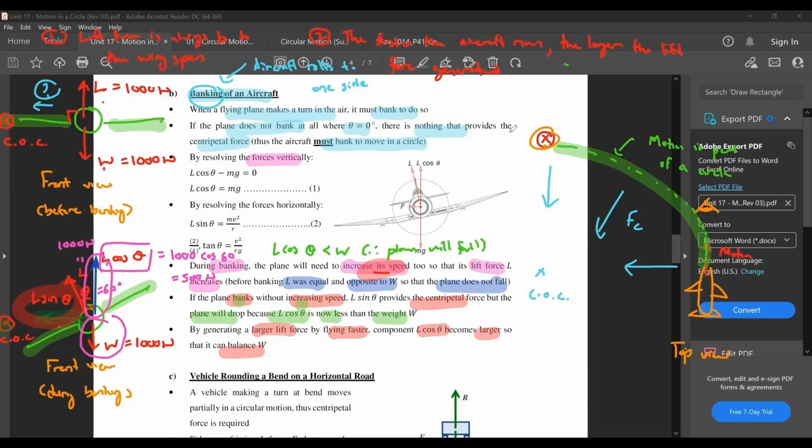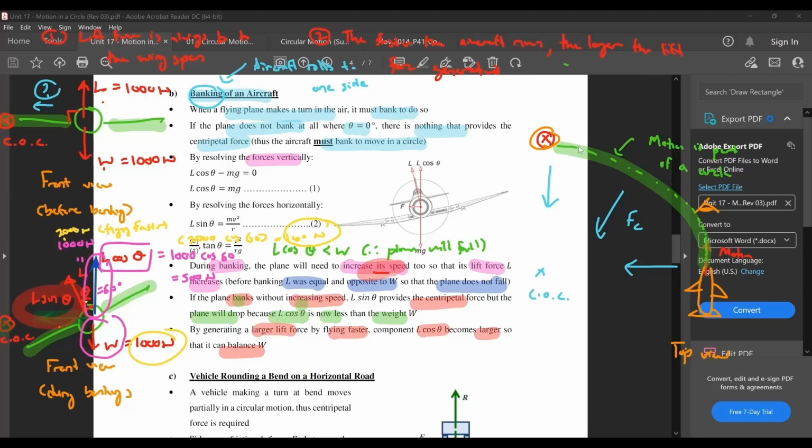So let's just say, for example, my aircraft flies faster right now. It could be that my lift force is now 2000 Newton. At the same angle of 60 degrees, my L cos theta would now be 2000 cos 60, giving me 1000 Newton. So this time 1000 Newton is balancing exactly 1000 Newton of weight, so my aircraft doesn't fall. You fly faster, you have larger lift, then you could have a case where it can balance the weight. How does an increase in speed generate an increase in lift force?